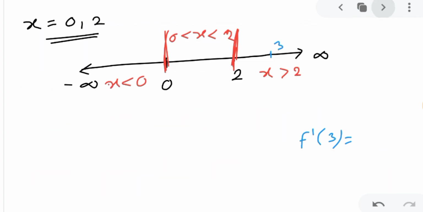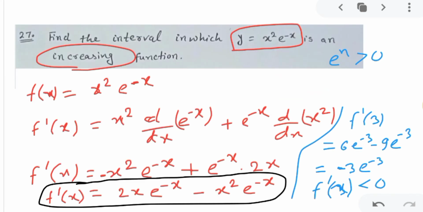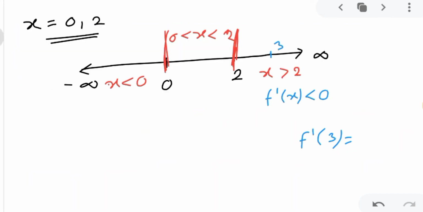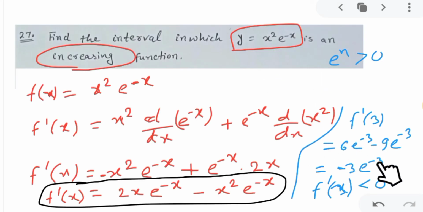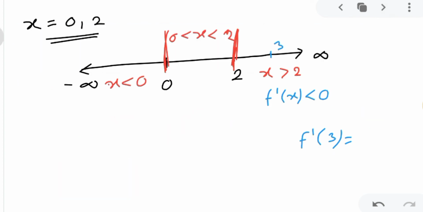So if x value is greater than 2, then I am getting f dash x as less than 0. Okay? So I hope you understood. Just I am taking any value. For this region I took any point, 3, and I am checking for that 3 whether f dash x is positive or negative, and I found that it is negative. Just you have to take care here that e to the power minus 3, e to the power anything will be greater than 0. Okay? This you have to remember. So for this reason we got less than 0.